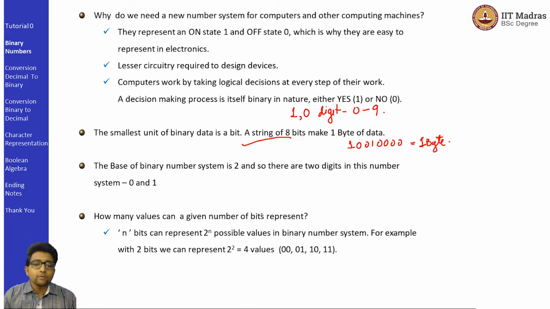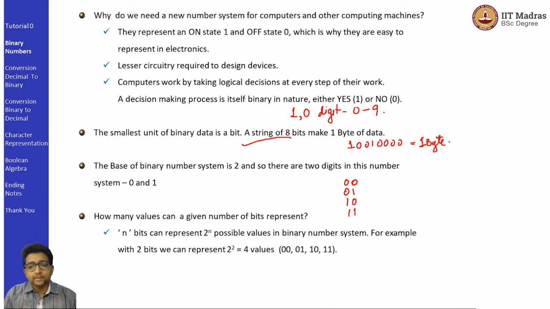Now, how many values can a given number of bits represent? Before moving into that, let us have an idea of how binary counting happens. If binary is a number system, we must be able to count using it. Like in the normal number system, we counted 0 to 9. So here also we can count. How do we do that? Suppose you have two digits given to you and you have to make combinations on the basis of that. 0 0 is one possible combination, 0 1 is another, 1 0, 1 1.